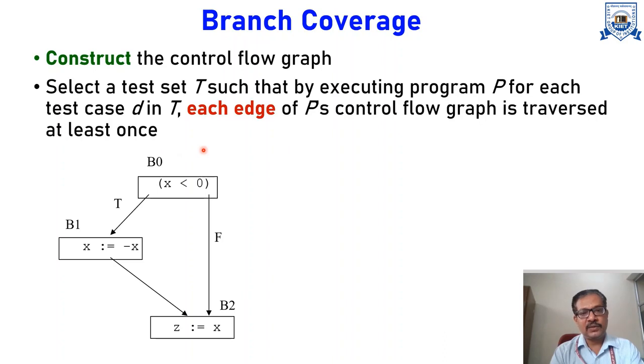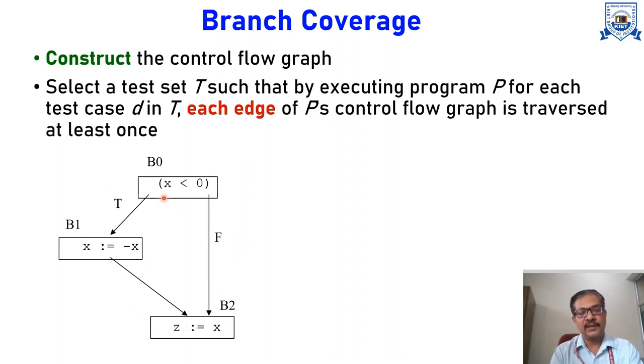So each edge, this is one edge, this is another edge, this is another edge. These are the edges of the control flow graph. So we have to choose the test set in such a way that whatever edges are there in a program, they should execute at least once, right? Now this is the control flow graph representation of a particular program. The program statements or program segment is not available here, so directly I have taken the control flow graph.